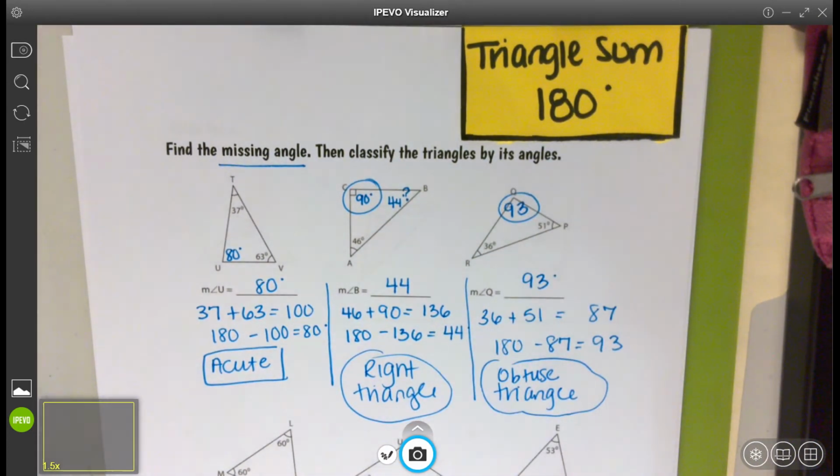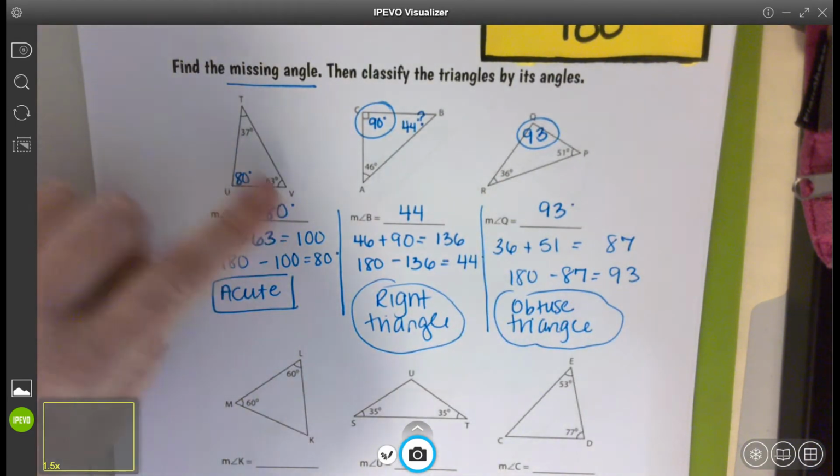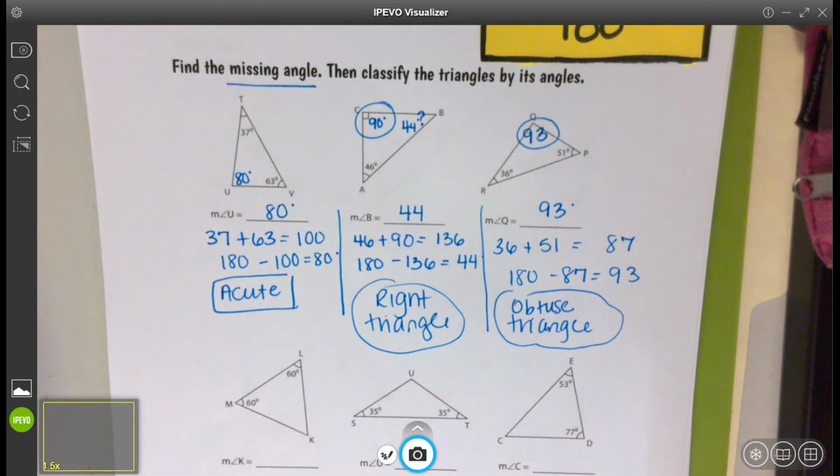All right, so I would like you to try the next 3 on your own, finding the missing angle and classifying by its angle value afterwards. So again, remember we're classifying it on all 3 angles, not just the one you're finding. So keep that in mind.